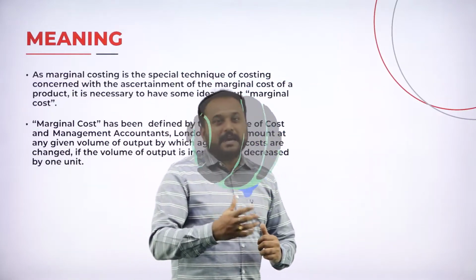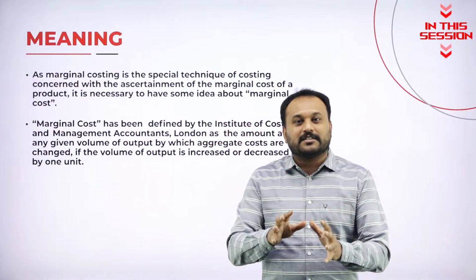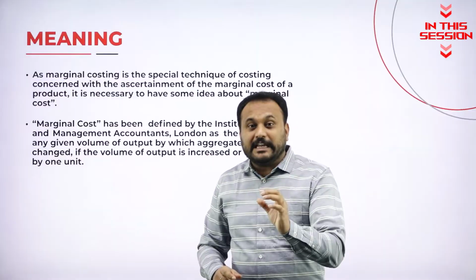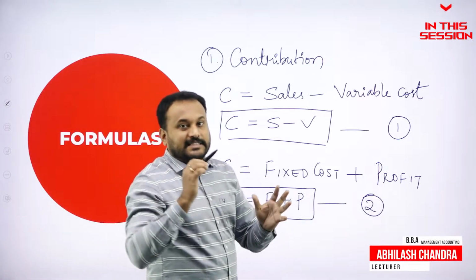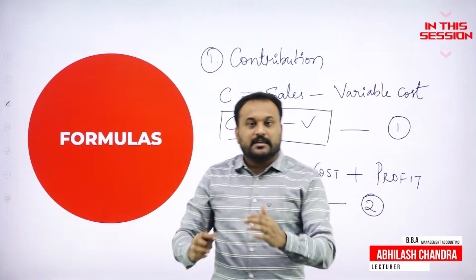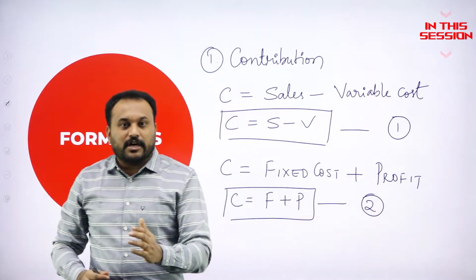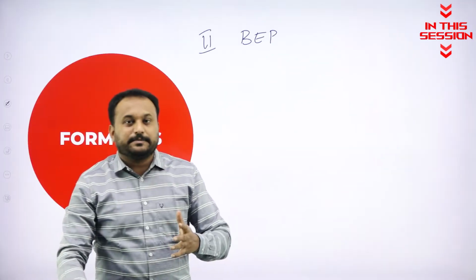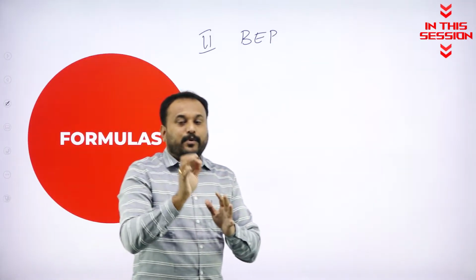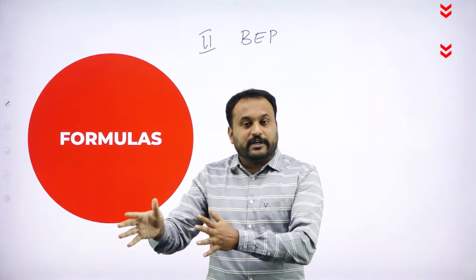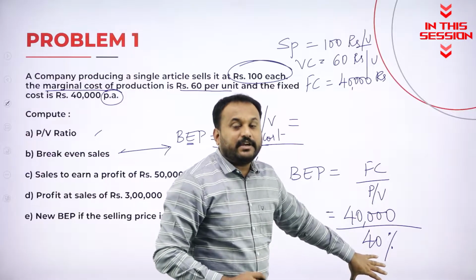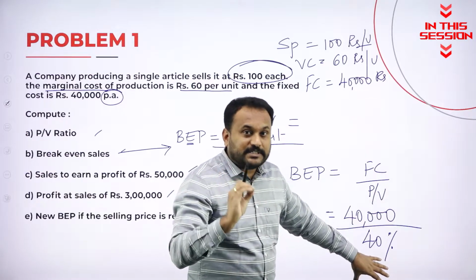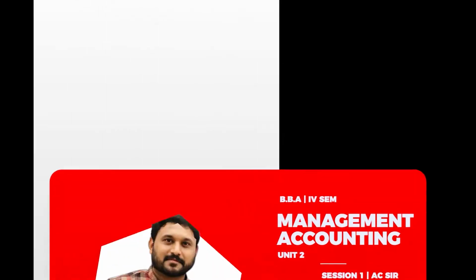Now, what do you mean by marginal cost? Marginal cost is also known as variable cost. Contribution, there are two formulas. One is sales minus variable cost. The other formula is fixed cost plus profit. Now, what is this break-even point? A particular point where you have neither profit nor loss. You should always go with 40,000 divided by 40%, because PV is not 40, it is 40%. So be very careful.